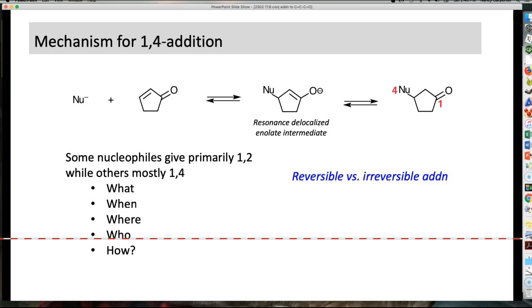It really boils down to two things. Does my nucleophile add reversibly or irreversibly? And as a result, is the reaction under kinetic or thermodynamic control? I am going to try and explain this by using the concepts of hard and soft acids and bases. This is an old theory. Basically, it was developed for inorganic chemistry, but it's really pretty helpful in explaining 1,2 versus 1,4.